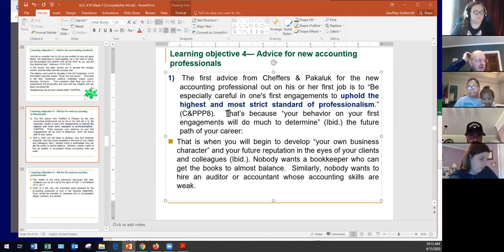The reason for that is because your behavior on your first engagements will do much to determine the future path of your career. And they went on to explain that this is when you will begin to develop your own business character and your future reputation in the eyes of your clients and colleagues. Nobody wants a bookkeeper who can get the books to almost balance. Similarly, nobody wants to hire an auditor or accountant whose accounting skills are weak.